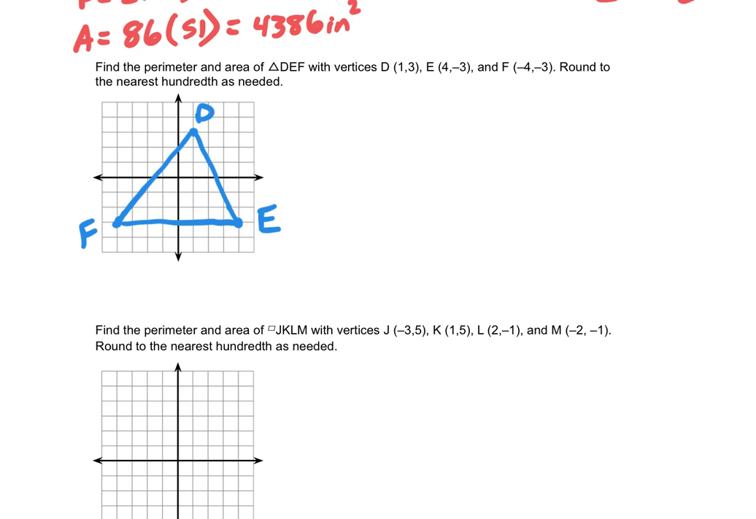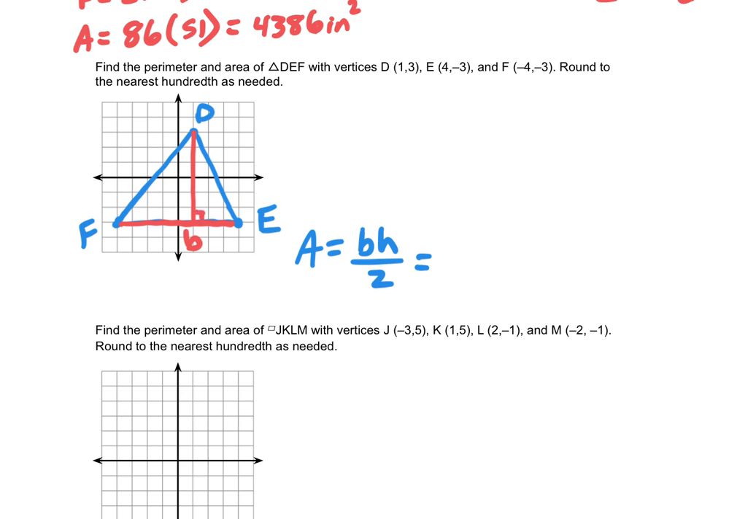I'm going to start with the area first because I think the area is a little bit easier, and then we'll find the perimeter second. So let's do base times height divided by 2. When I find the base, I need a height that's perpendicular to that base. So if I call FE the base of the triangle, then I need a segment that's perpendicular to that base. So I'm going to go from D down and draw a perpendicular segment into it.